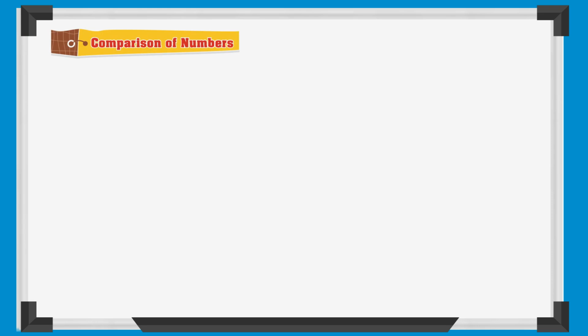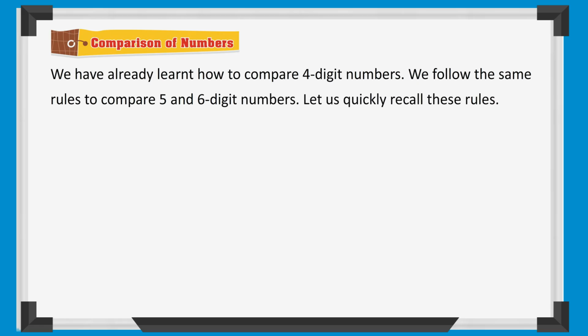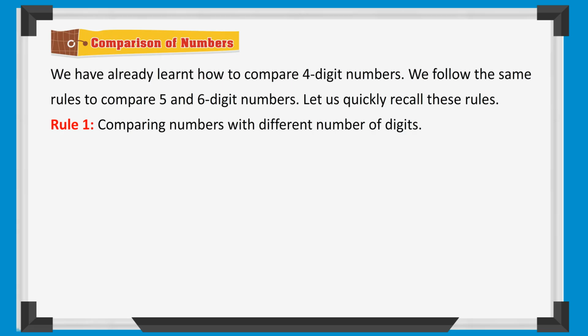Comparison of numbers. We have already learned how to compare 4-digit numbers. We follow the same rules to compare 5 and 6-digit numbers. Let us quickly recall these rules. Rule 1. Comparing numbers with different number of digits. The number having more digits is greater.